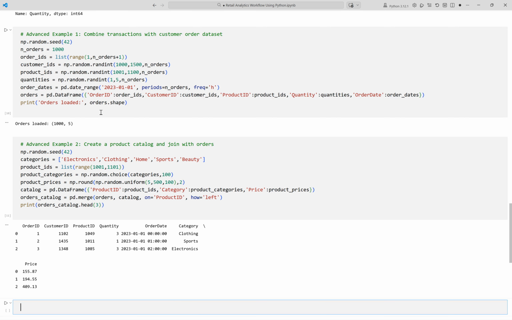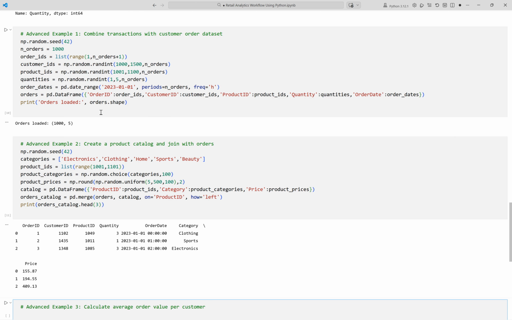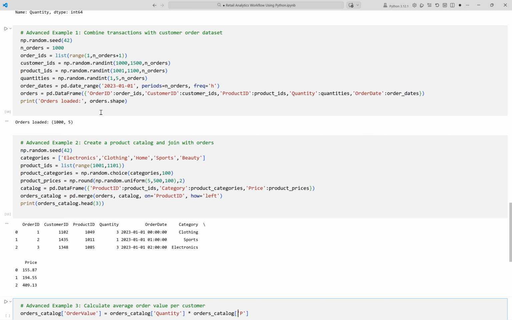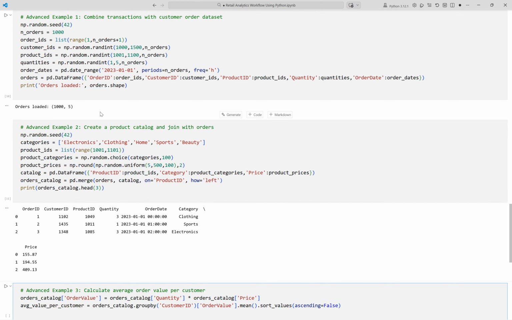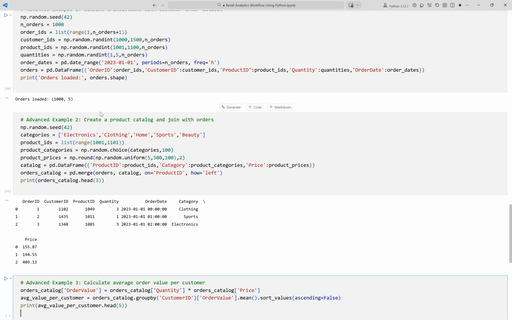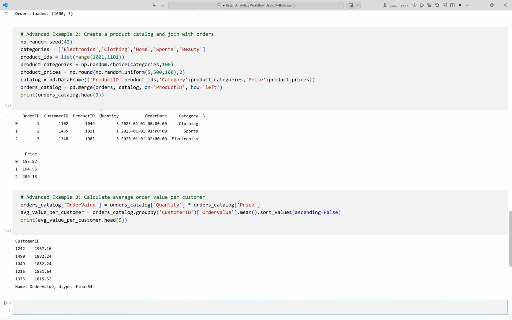Retailers often want to know which customers make bigger purchases on average. We compute the total order value per row. We find the average order value for each customer and sort from highest to lowest. Let us see the top 5 average customer order values. Running the cell now. This output shows the top 5 customers ranked by their average order value, which combines quantity and price to reflect total spending per order.